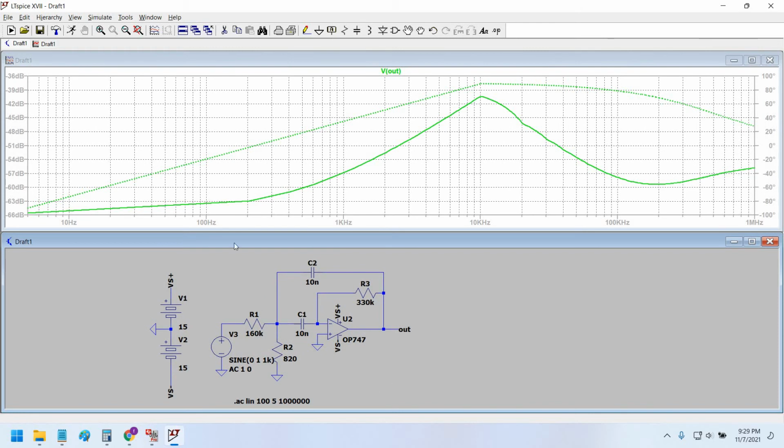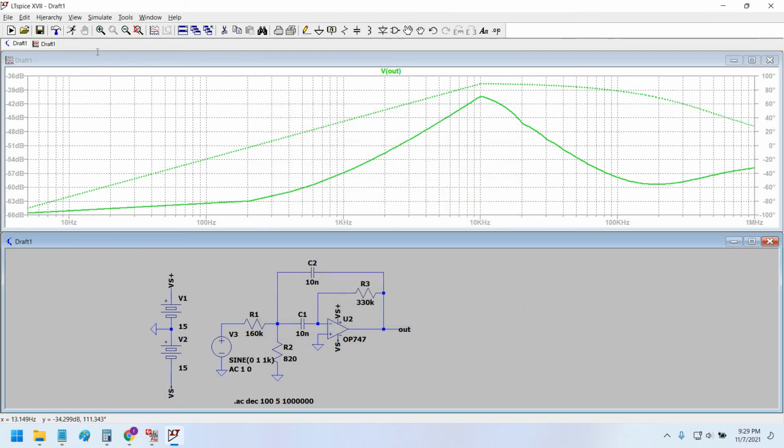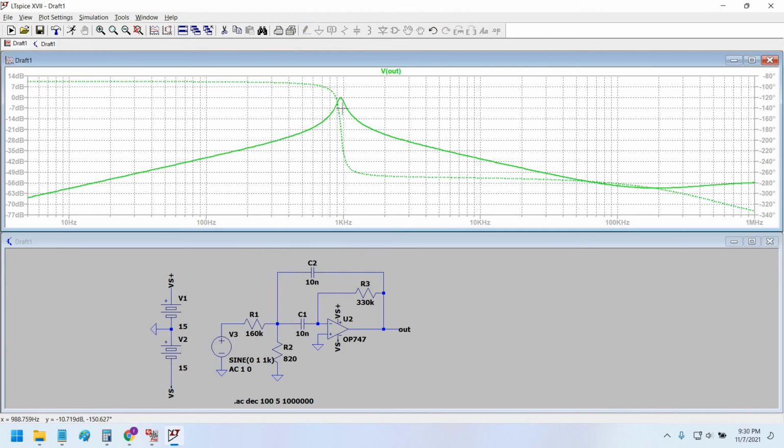Well, I don't know what it is. Where is the problem? Decade. Let's see if it will decade. Yes, now it is. It was actually a decade sweep. Yes, that was something I was missing.